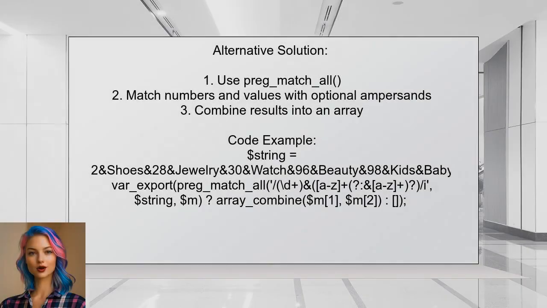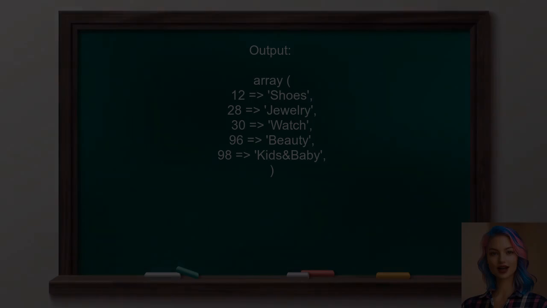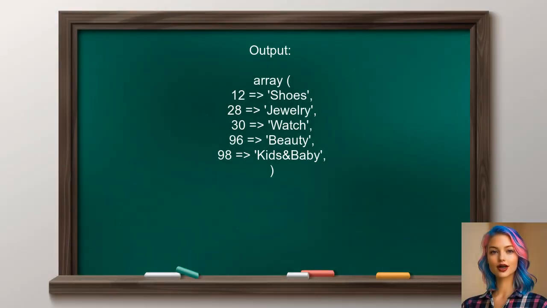An alternative solution provided by a user involves using the preg_match_all function to convert the string into an array. This method accommodates cases where the value can include an ampersand followed by letters. The output of this code will give you an array with keys and values as intended, including the correct handling of kids and baby.